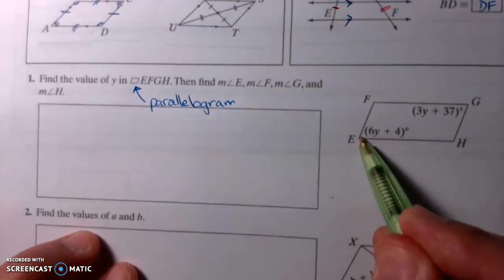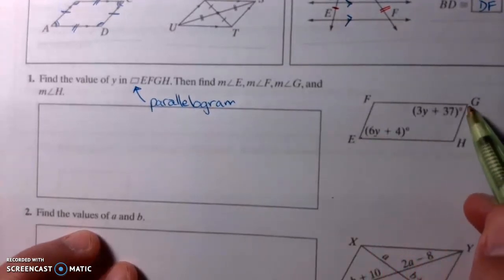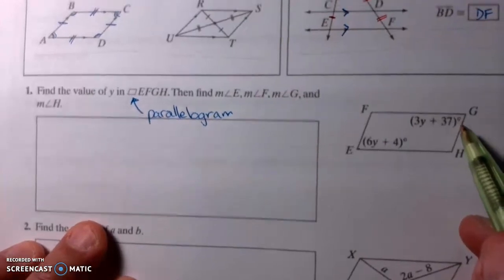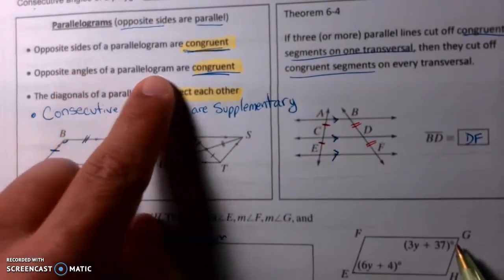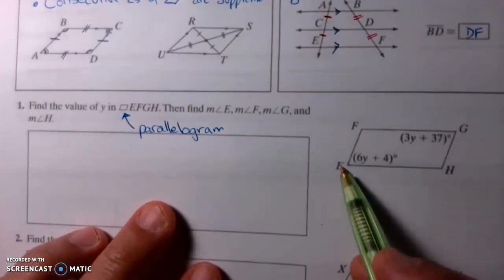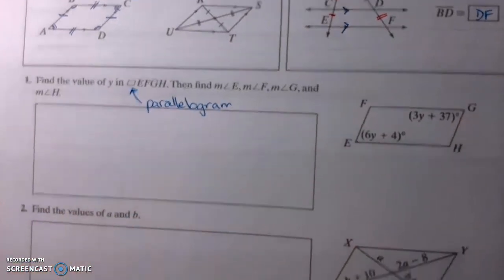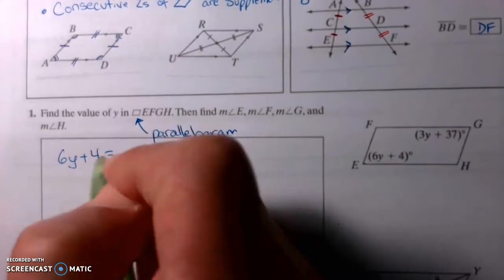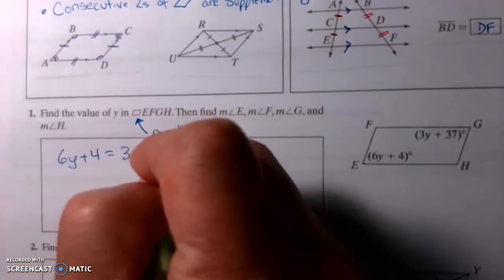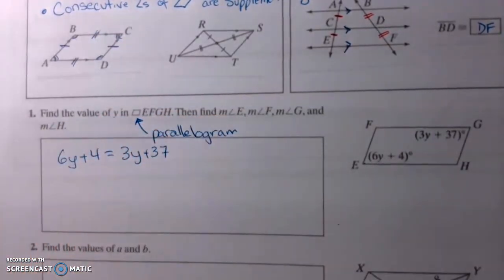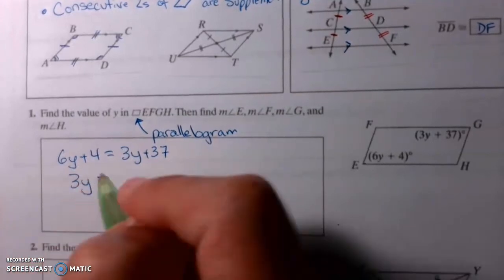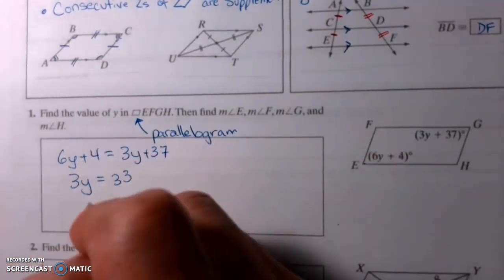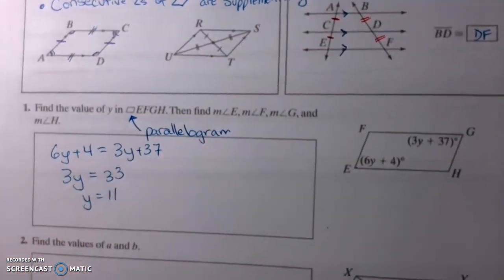We've got this angle E, 6y plus 4. We've got this angle G, 3y plus 37. Opposite angles are congruent, so angle E is equal to angle G, and that's the way we're going to set this up. We're going to say 6y plus 4 is equal to 3y plus 37. And then we will quickly solve for y. Looks like y is 11.